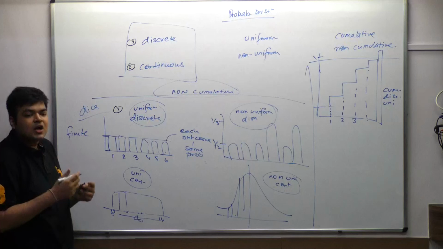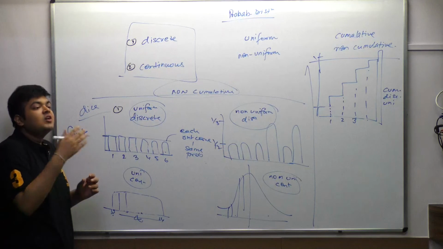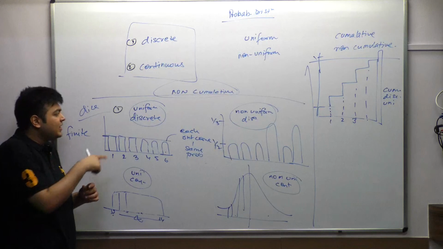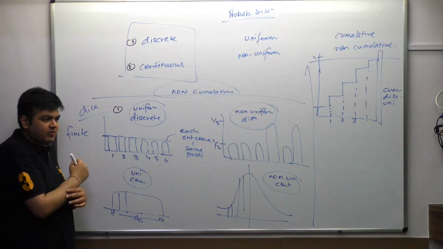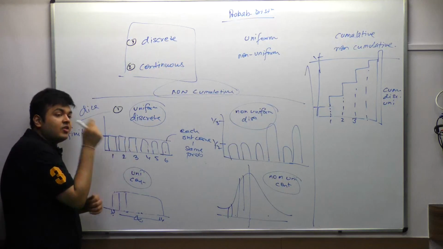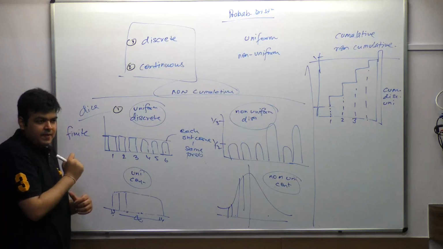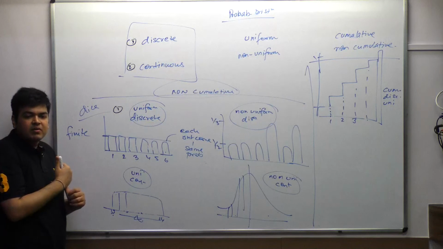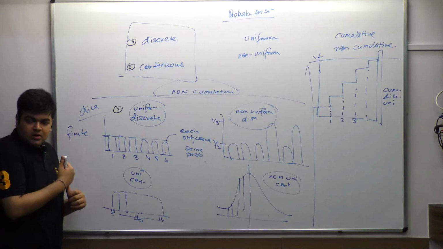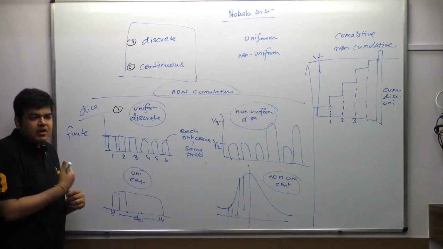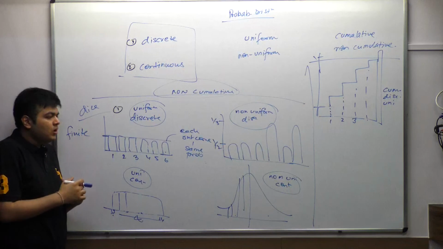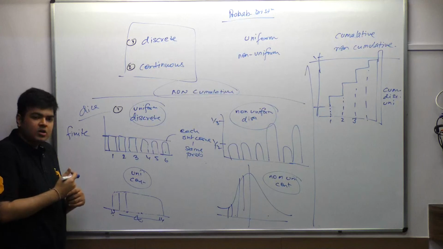Cumulative means the probability up to here. Cumulative probability of 3 is the probability till 3, and the probability of 3 is the non-cumulative probability of 3. That's the difference between cumulative and non-cumulative. The English term cumulative tells you to accumulate, add on, the total probability up to here. That is cumulative. This one is non-cumulative.